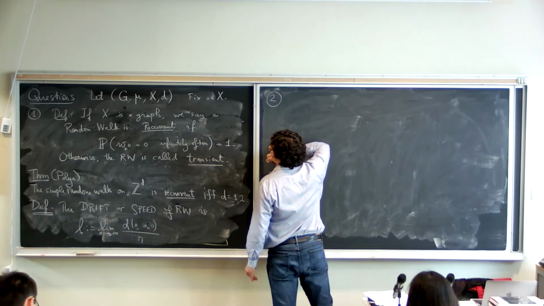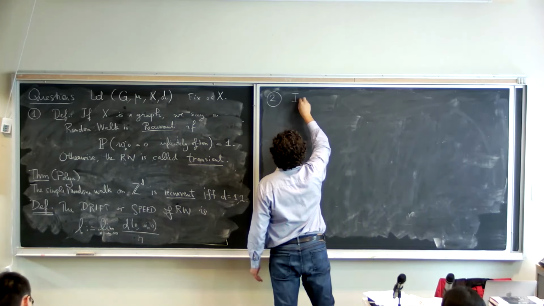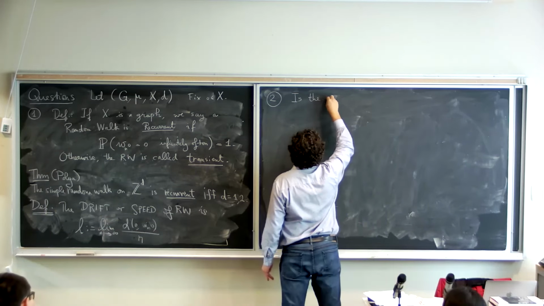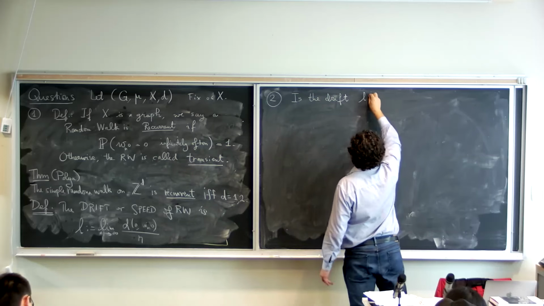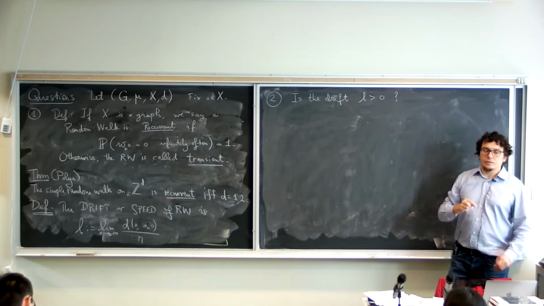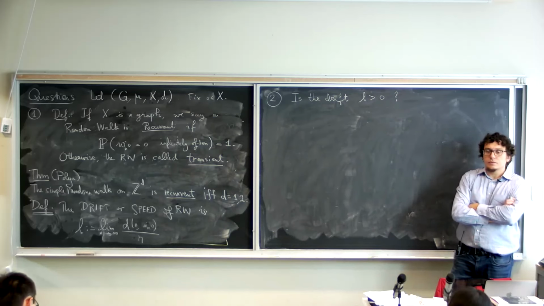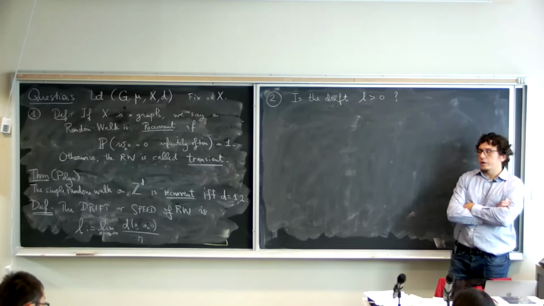So here's the second question: is the drift L positive? When it's positive, it has to be something. Is it often bounded away from zero, independently of anything, of the measure on the group? Or is it very rarely so?